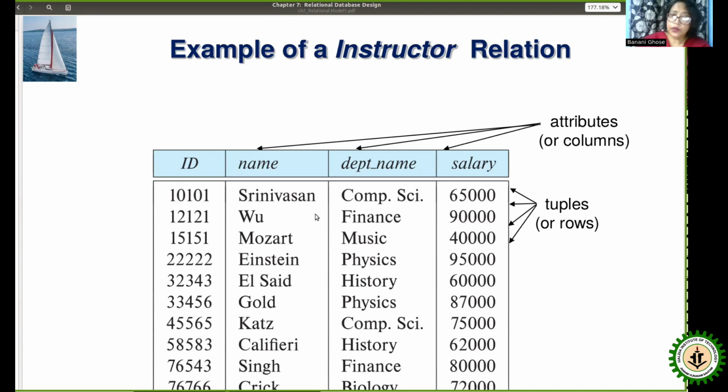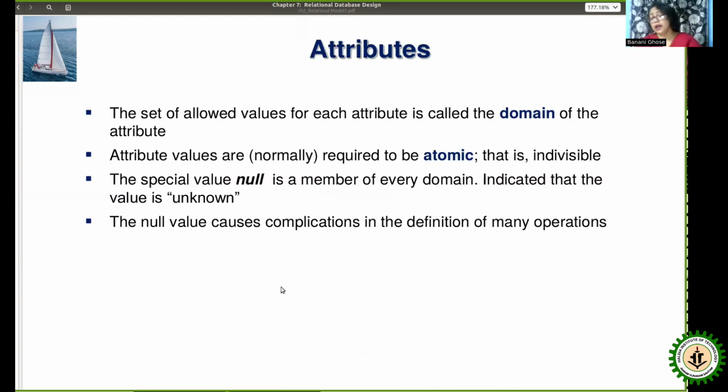It should not be there. You use a separate row for writing that separate entity. But the thing is that in a particular row, every attribute value must be atomic. So single value, indivisible, which is not divisible, must be there as the values of the attributes. The special value null is a member of every domain, indicating that the value is unknown. So it may happen that in several cases we will be encountering the value null as the attribute value.